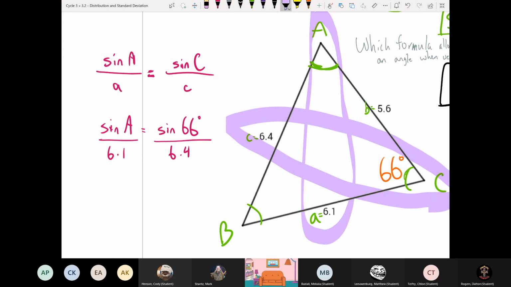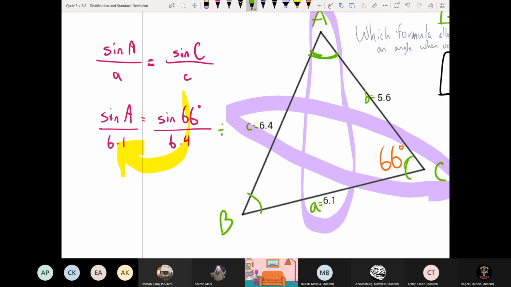And now I can go around the bend, or I can cross multiply like the different ones. So I'm going to do this. I'm going to do around the bend. And so I'll get a value for sine A, which again is going to be different than angle A.